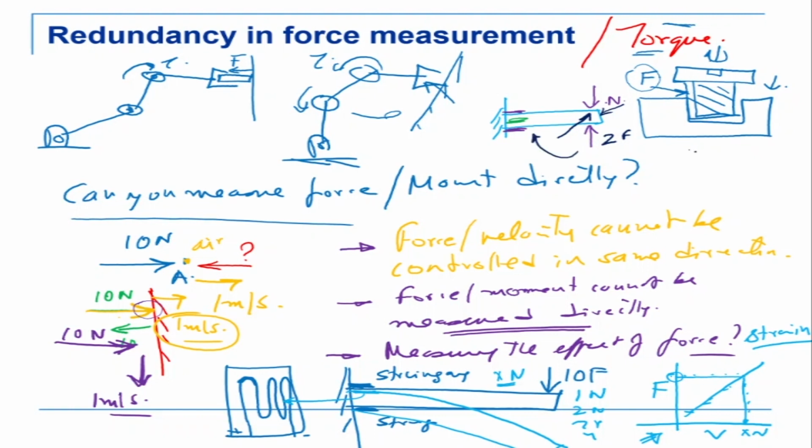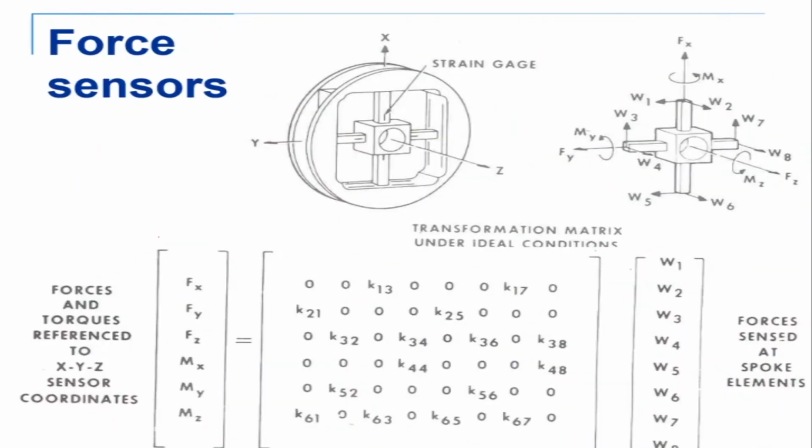Now we know that there are three forces and three moments. What are they? Fx, Fy, and Fz, and Mx, My, and Mz are the moments. So there are three forces and three moments, which means 6 of them. If one element can measure only 2, then you need at least 4 elements, or 4 beams, to measure 3 forces and 3 moments. So the construction of the force torque sensor is something like this, where we have 4 beams.